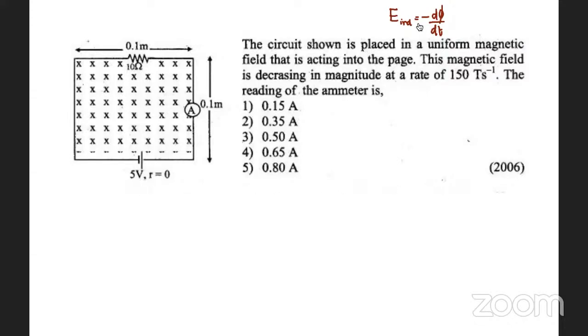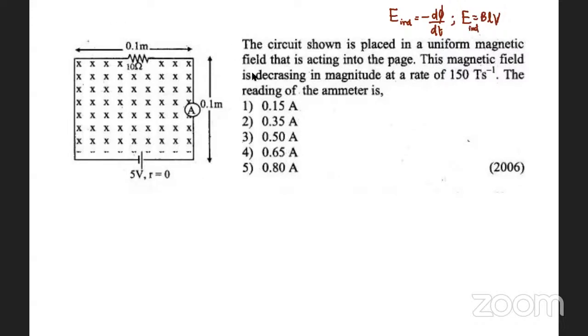So we'll be using this equation most probably, and then the other equations we learned. What is the other equation we learned, people? E equals BLV, right? E induced equals BLV. This is the electromotive force induced in a wire moving in a magnetic field. All right. Fine. So now let's focus on this question for the time being.